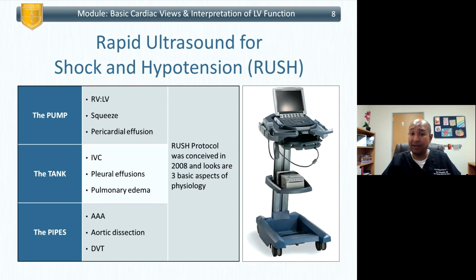The tank is going to be the venous circulation. Remember, almost 70% of our total blood volume is in the venous circulation at any one given time. So you can look at the IVC and look at other places where fluid can accumulate, like the pleural space, like pleural effusions. And you want to look at the pipes, referring to the aorta. You want to know if there's aortic dissection. You want to know if, in the venous circulation, there is a DVT. And we'll talk about how we evaluate individuals for deep vein thrombosis, really focusing on the legs.